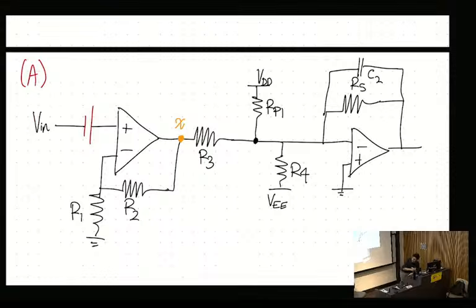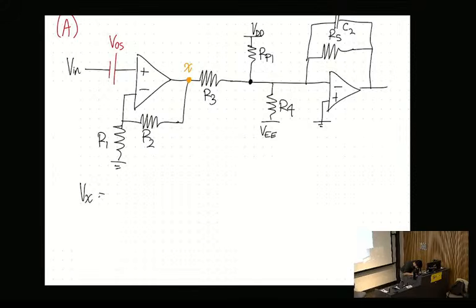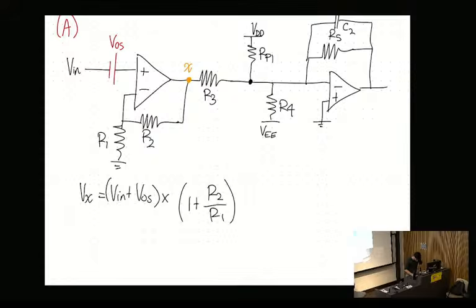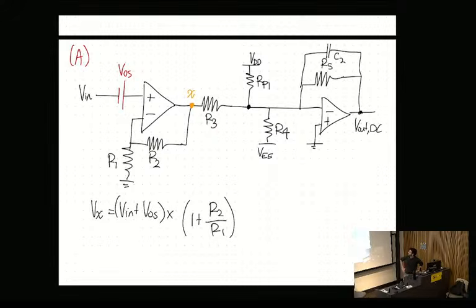Now, technically, this is V in plus the offset voltage. So whatever is being amplified at this point, Vx is equal to V in plus the offset multiplied by, what's the formula for this one? Yep, 1 plus R2 on R1. Cool. So we have that up to here. And now we need what this voltage is here. So that capacitor we can ignore simply because we're looking at the DC signal only. That's what it's asked us to look at.